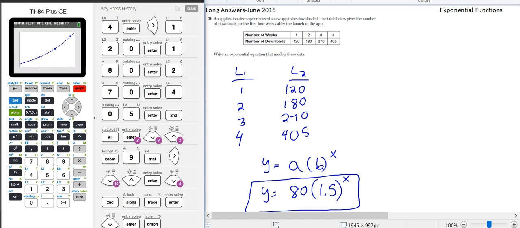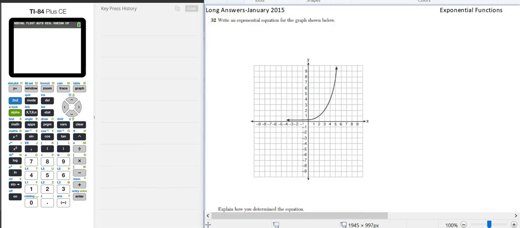Let's do another question. We're going to do one where we're given a graph and we have to write an equation for the exponential graph. This is question number 32 from the January 2015 Algebra 1 Regents. Write an exponential equation for the graph shown below. And then we have a graph.